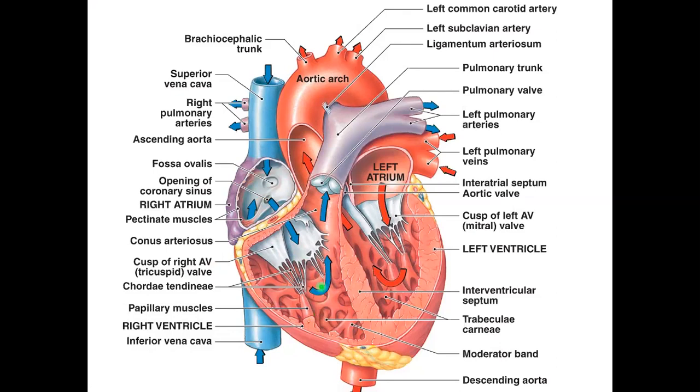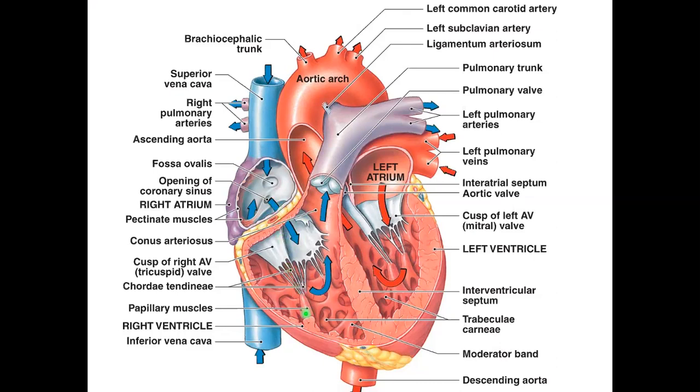So this valve is called tricuspid because it has 3 cusps. So 1, 2, 3. If we were dissecting it, we could take a look at the cusps and how fibrous these guys are. So again, it's the right atrioventricular valve, or we call this the tricuspid valve.